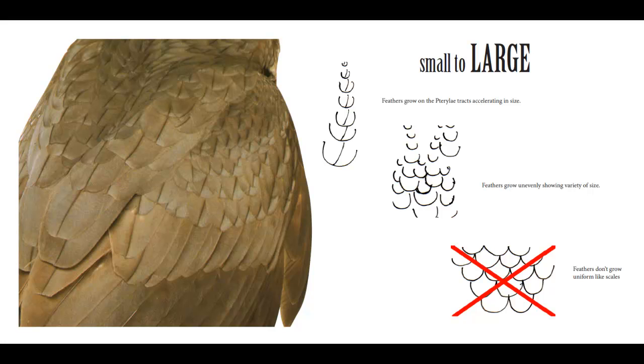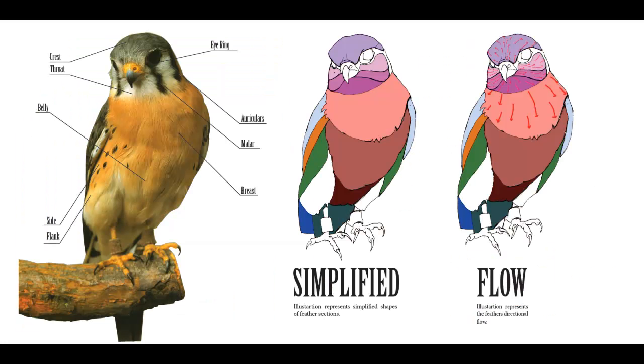Keep in mind that the best way to handle feathers is by grouping them, and that feather groupings are defined by the area covered by growth from the pterylae tract. For example, the feather group on top of the head is identified as the crest, while the group covering the cheek is identified as the auricular. These predefined groupings work to our favor as illustrators because, as we all know, the easiest way to deal with a complicated subject matter is to simplify.